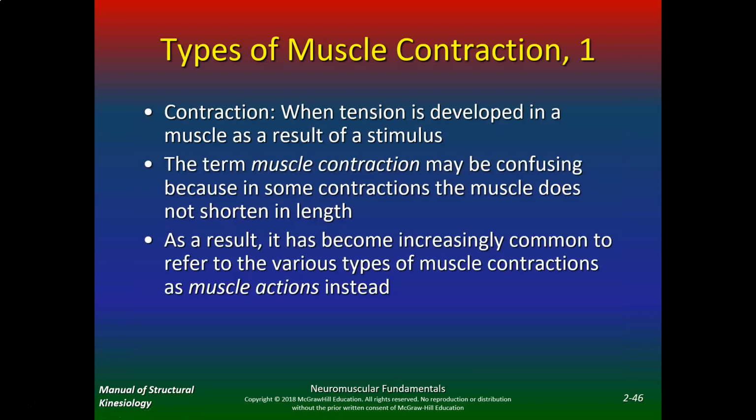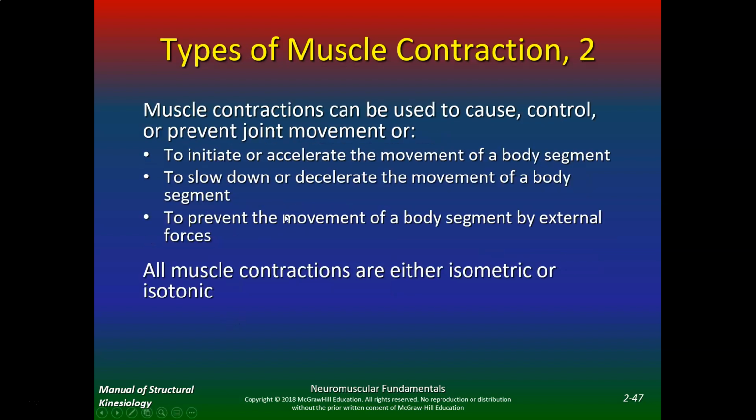All right. So what are the types of contraction? Contraction is defined as when tension is developed in a muscle as a result of a stimulus. The term muscle contraction may be confusing because in some contractions the muscle does not shorten in length. That would be an isometric. As a result, it has been increasingly common to refer to the various types of muscle contractions as muscle actions. So you're doing an action. You don't always want to use contraction because, with isometric, you're not really contracting. It's just tension.